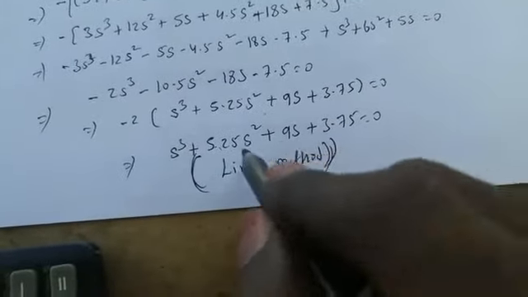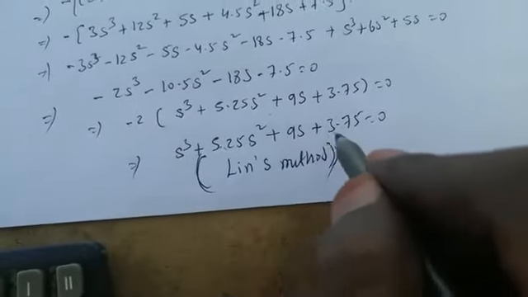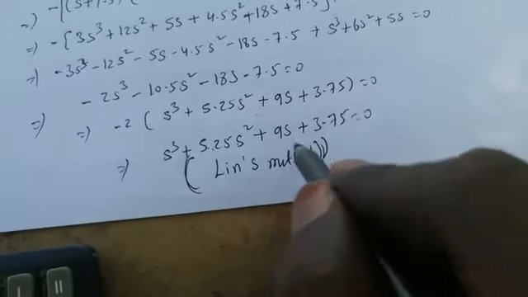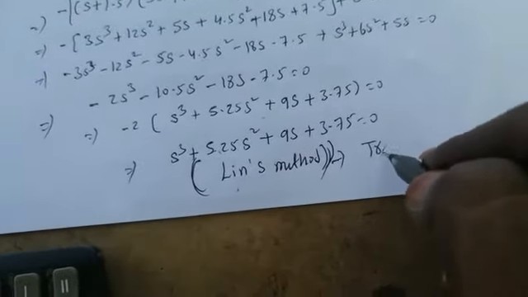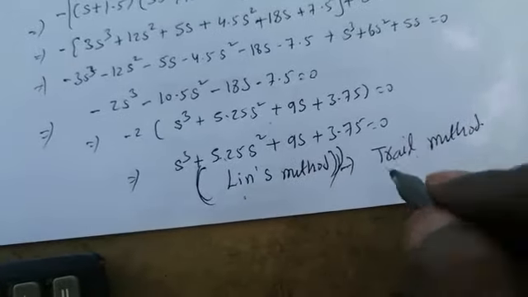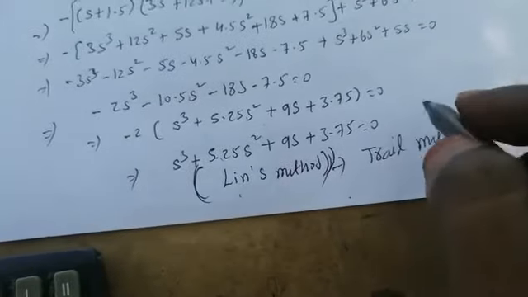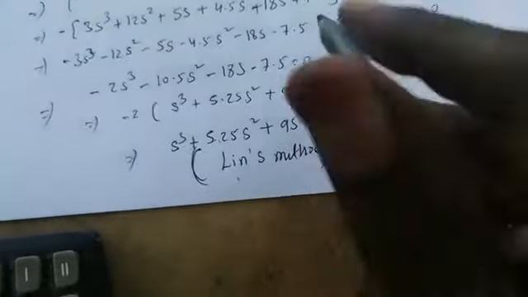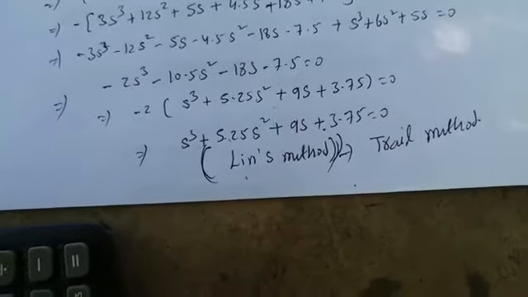So if we have decimal points, like 2.5, then we can find the roots for that equation by using Lin's method. It is a trial method. By using this method, when we get the least number, then that factor is called a root of this equation. Let me move on to the next step.